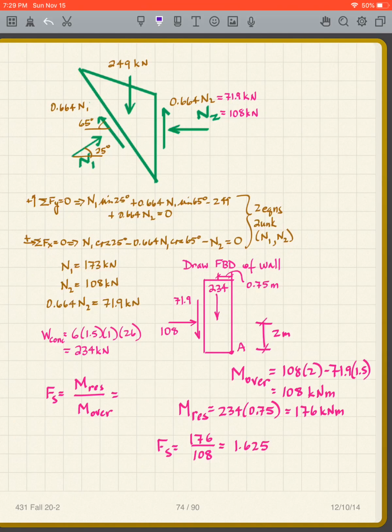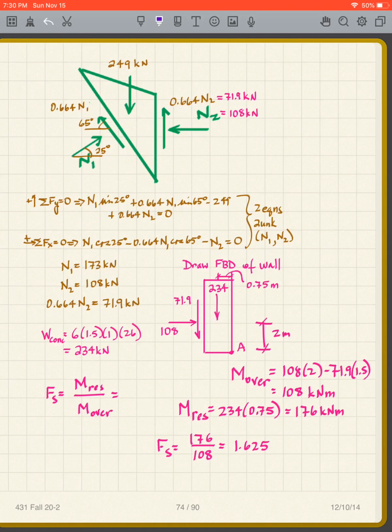I'm mostly interested in N2 and F2, because I know this goes to the left, so when I analyze the wall, it goes to the right. So I have 108 to the left, I have 108 to the right. I have 71.9 going up, I have 71.9 going down. They've got to be equal and opposite because they are adjacent free body diagrams. So here's my wall, and I have those values, which is what I want.